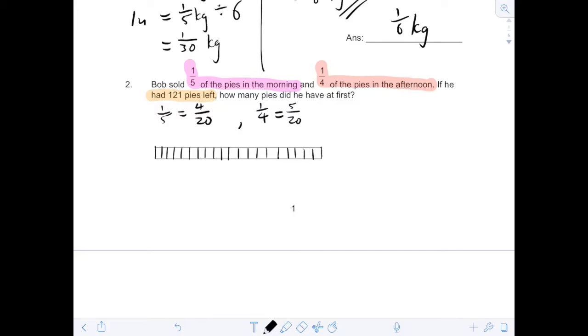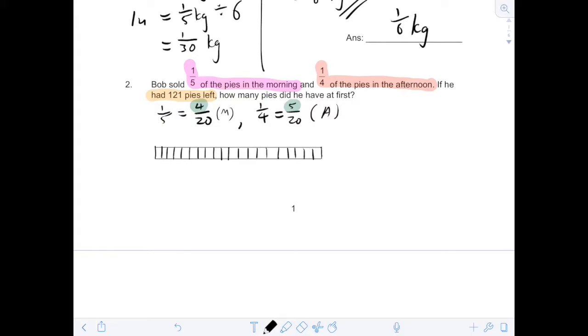Alright, so now we're going to take this portion here, this portion here and this portion here. We're going to fit them into the diagram. Of course, the top one over here belongs to morning. This one is morning, and this one is afternoon. So I'm just going to use M and A.